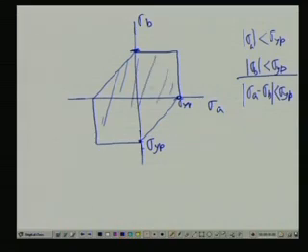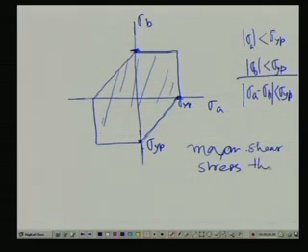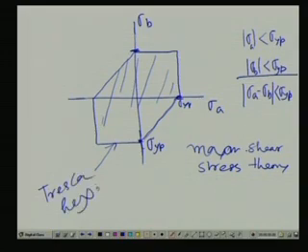So, this is what we call the maximum shear stress theory. What is this called? This is sometimes called the Tresca hexagon.